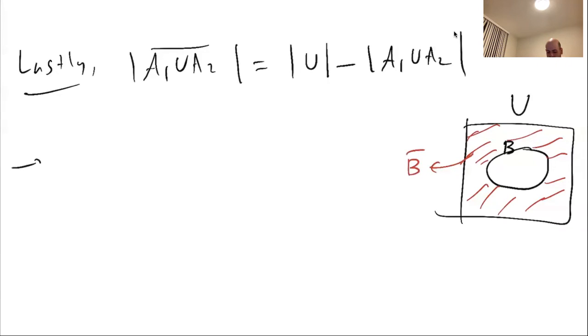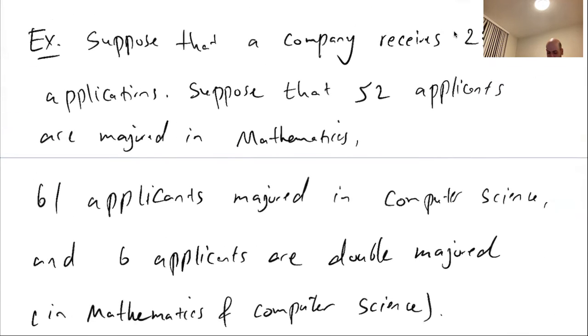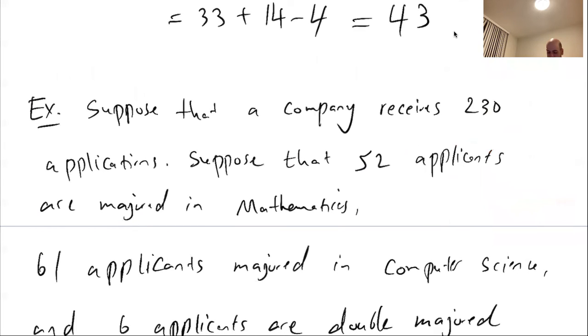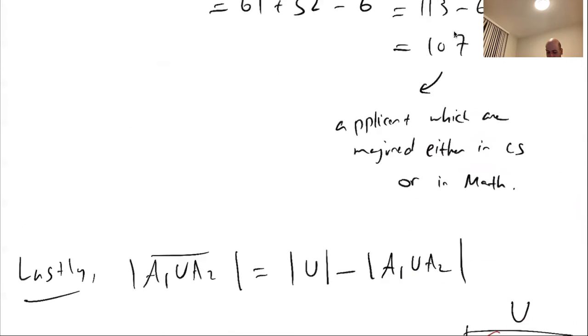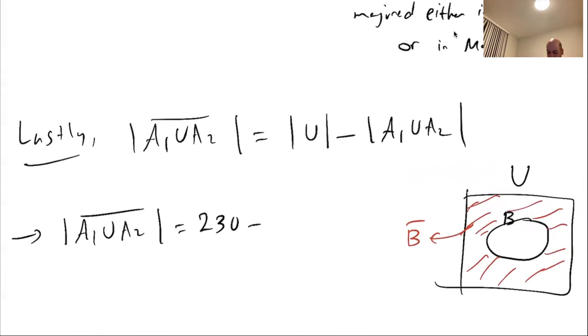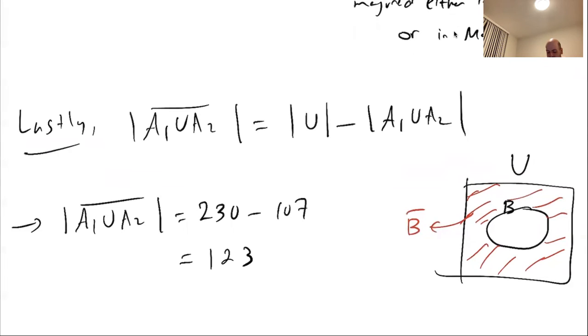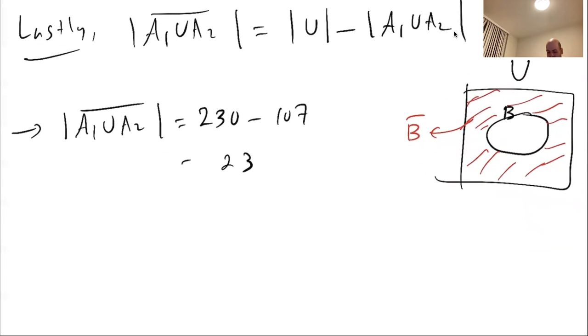So what is that going to be? The number of elements in A1 union A2 complement. In the universal set, how many applicants do we have in total? In total, we had 230 applicants, minus A1 union A2, which was 107. So that is going to be 123. So that's the final answer.